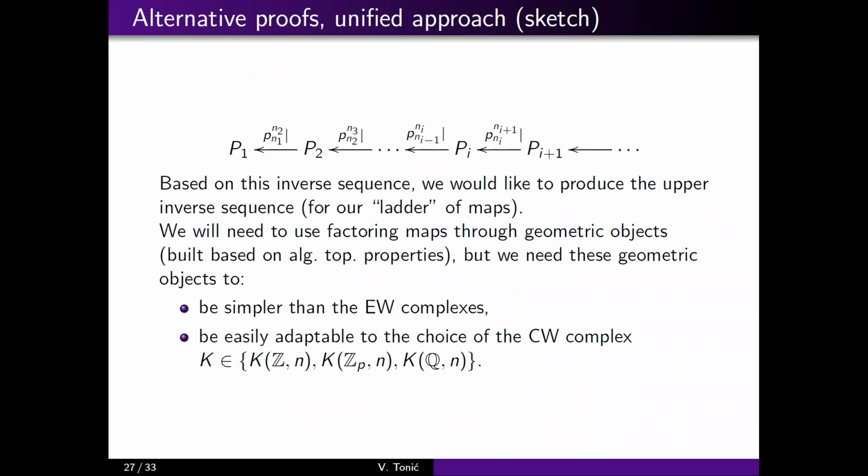So based on this inverse sequence, we would like to produce an upper inverse sequence for our ladder of maps. Now, this ladder is even more complicated, so the metaphor is even worse, but bear with me. And we will again need to use factoring maps through geometric objects, but these geometric objects will be simpler than the Edwards-Walsh complexes I mentioned before, and they will be easily adaptable for a choice of CW complex K. This K will replace either K(Z,n) or K(Z mod P,n) or K(Q,n).